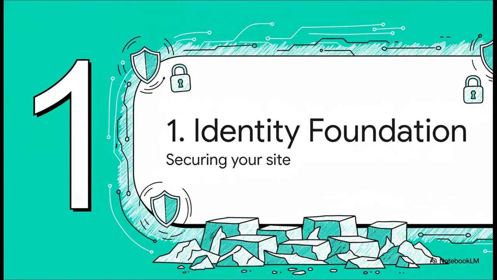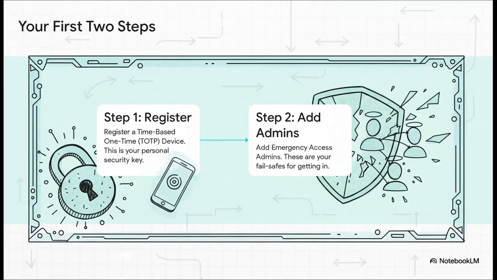Okay, first things first, and I can't stress this enough, the foundation. Before we do anything else, before we connect a single application, we have to secure the platform itself. This is the absolute bedrock of your entire identity program. There are 2 steps here that are completely non-negotiable. First, you have to register a time-based one-time password device, like the Authenticator app on your phone. Think of it as your personal, super secure key to the whole system.